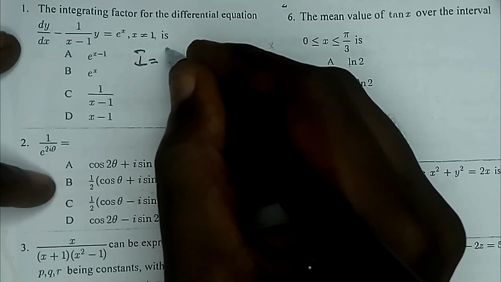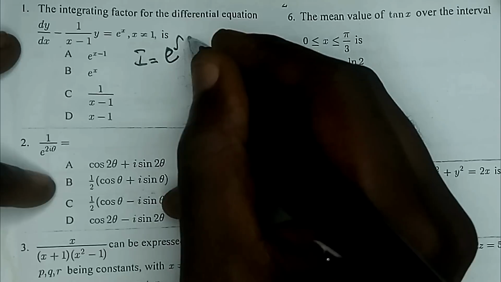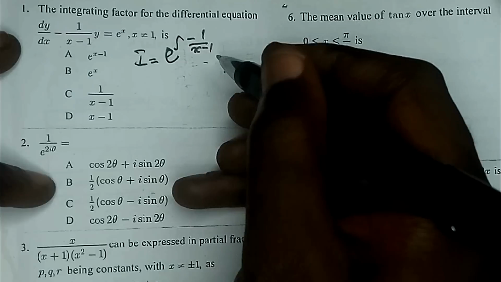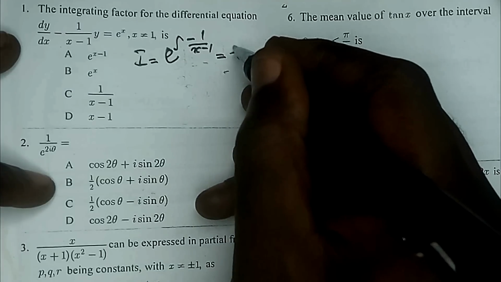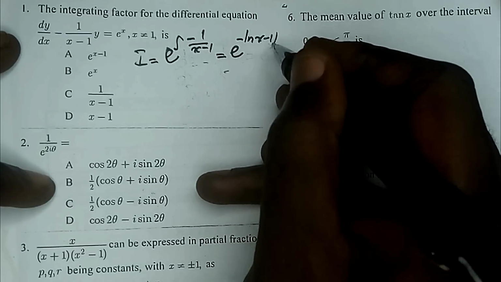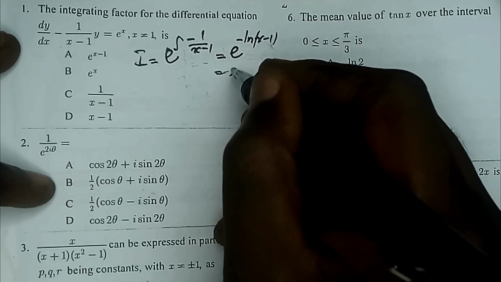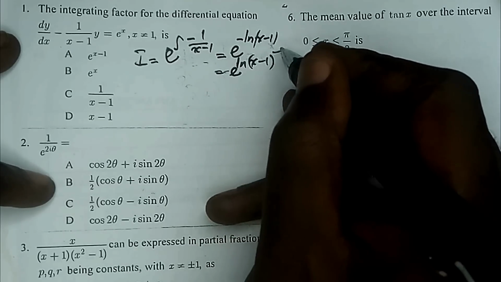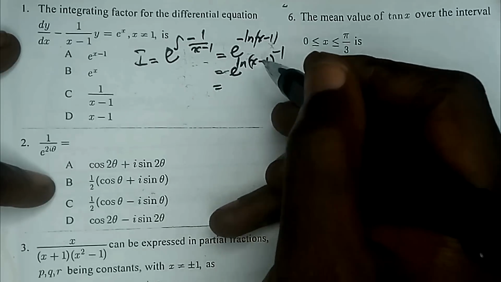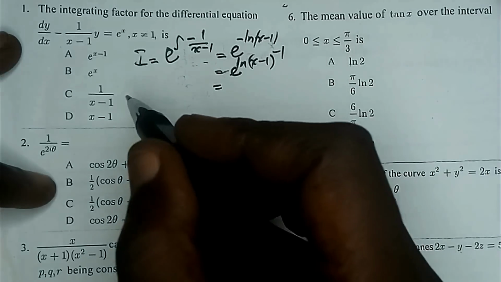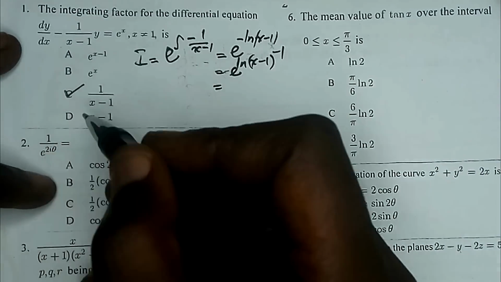Then the integrating factor would simply be e to the integral of the coefficient of y, which is negative 1 all over x minus 1. That integral is negative ln of x minus 1, and it gives e to the ln of x minus 1 to the power negative 1. e to the ln of something gives that thing, and so the integrating factor will be 1 all over x minus 1, which is C.